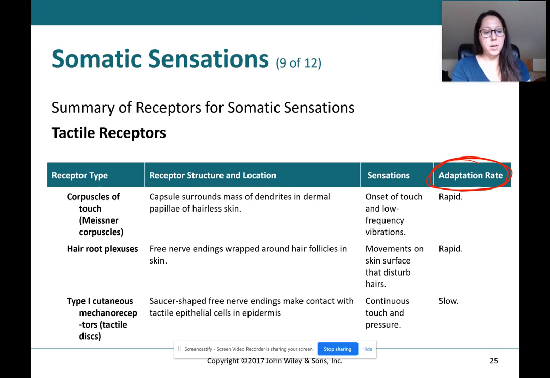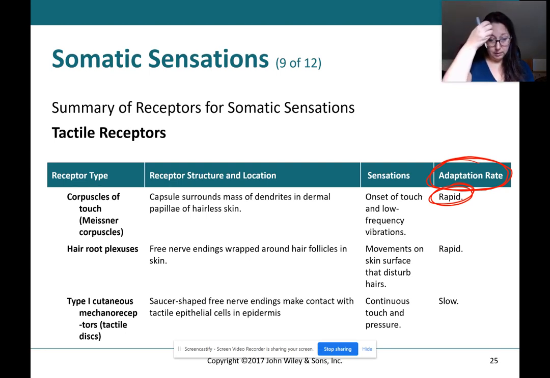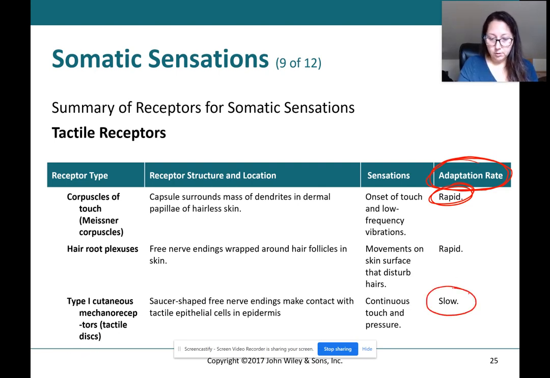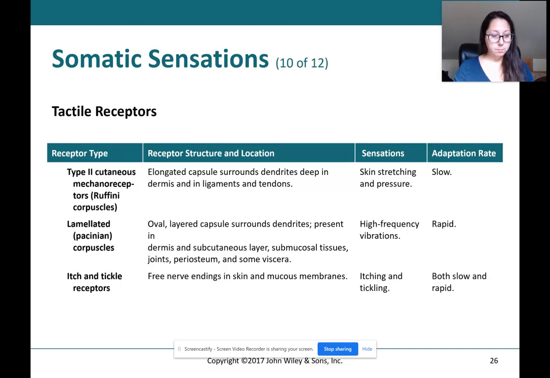So the corpuscle of touch, or the Meissner corpuscle, has a rapid adaptation rate, which means after that onset of touch, they are not going to keep firing over time. Now, a different one, type 2 cutaneous mechanoreceptors, which are tactile discs, have a slow adaptation rate. So they will keep firing as long as that stimulus is still there. Okay.